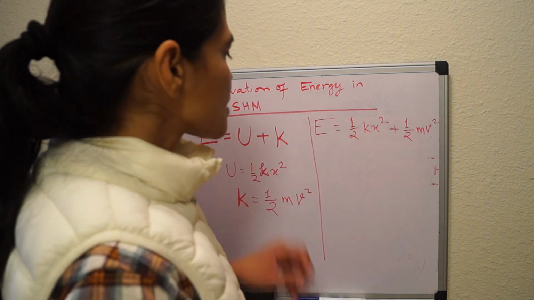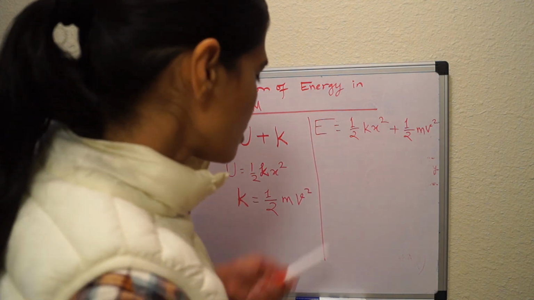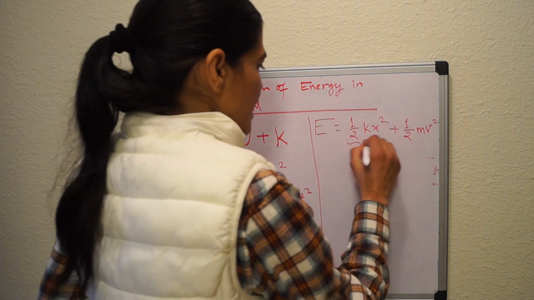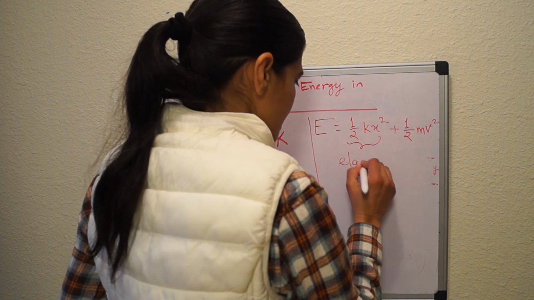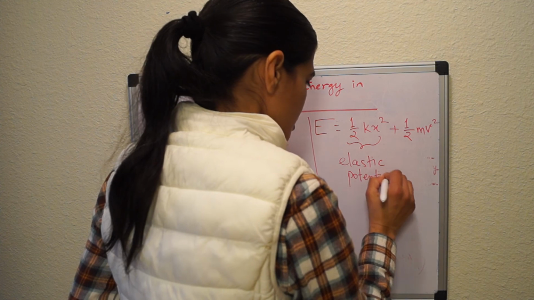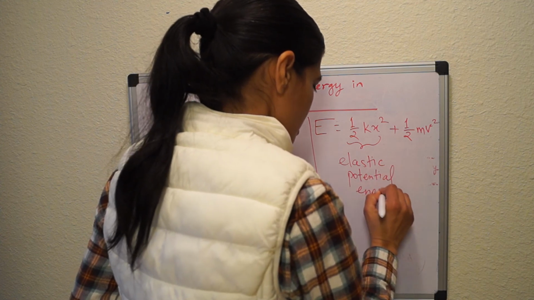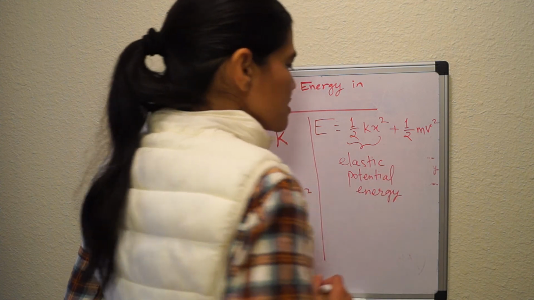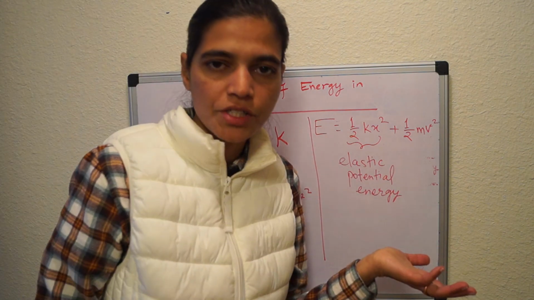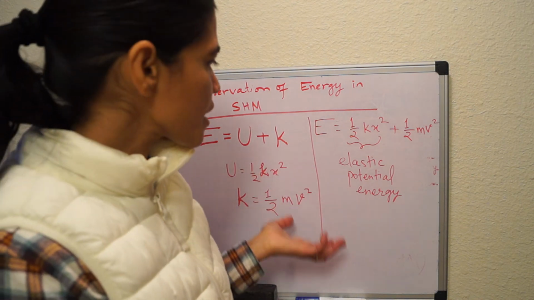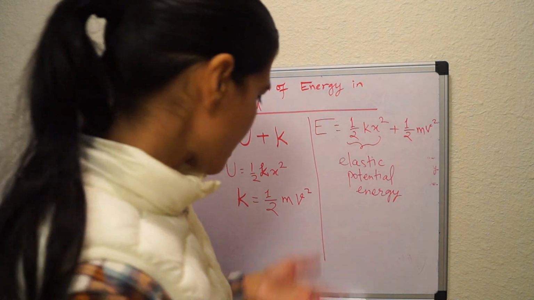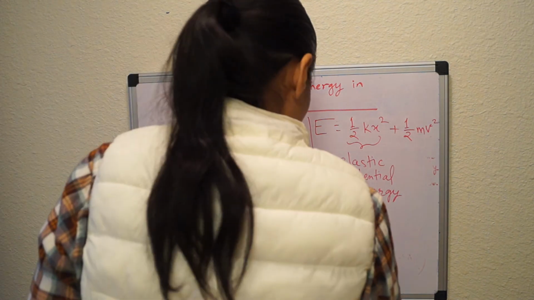So total energy is just half kx squared plus half m v squared. This is called what? Elastic potential energy. It has a special name, right? So energy transfer happens in a spring mass system where the elastic potential energy converts into kinetic energy, and vice versa, meaning kinetic energy converts back to potential energy.